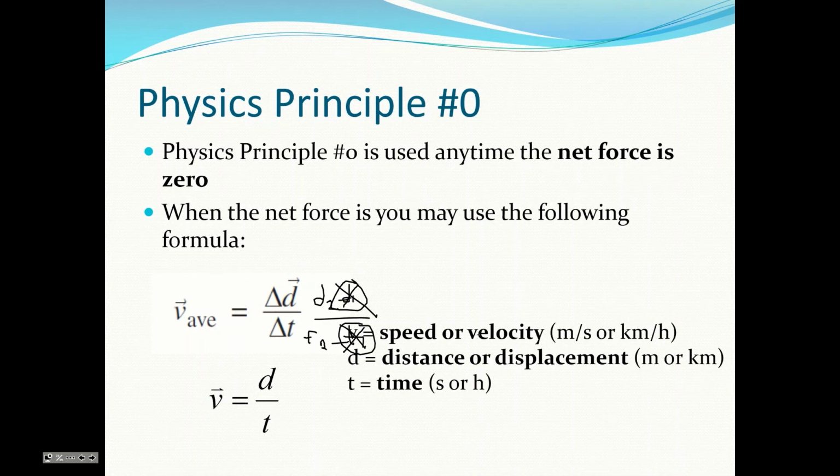So v can be speed or velocity, and we can be in meters per second or kilometers an hour. Distance or displacement in kilometers or meters, and time in seconds or hours. Just if we're in meters per second, these have to be in meters and seconds. Just like if we're in kilometers an hour, this has to be in kilometers or hours.